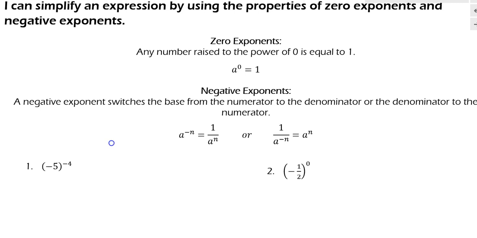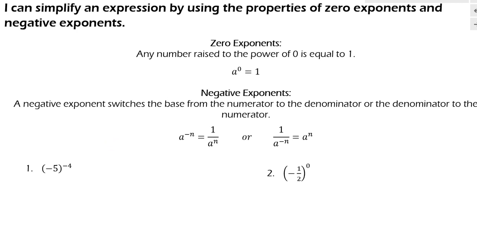Okay? So our rule for zero exponents is any number raised to the power of 0 is equal to 1. It's kind of just a memorization rule. So if you see a zero exponent, you can just say it's 1. Then we have negative exponents. A negative exponent switches the base from the numerator to the denominator, or the denominator to the numerator. So basically an easier way of saying it is it flips the fraction. Okay? And we'll see some examples of that.